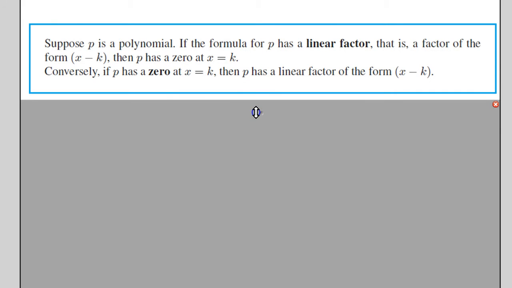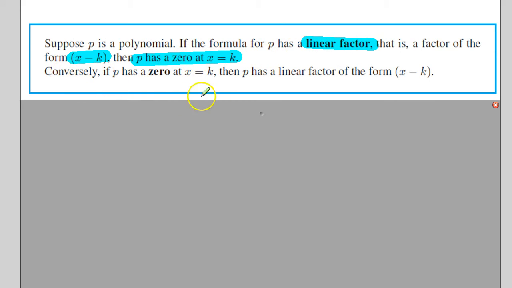If P is a polynomial, and the formula of P has a linear factor, and we've used linear factors before, they look like x minus something, then that also means that P has a 0 at this value. I know some of you are saying, oh, I already knew that. And you did already know that it's 0, but this is the term linear factor.